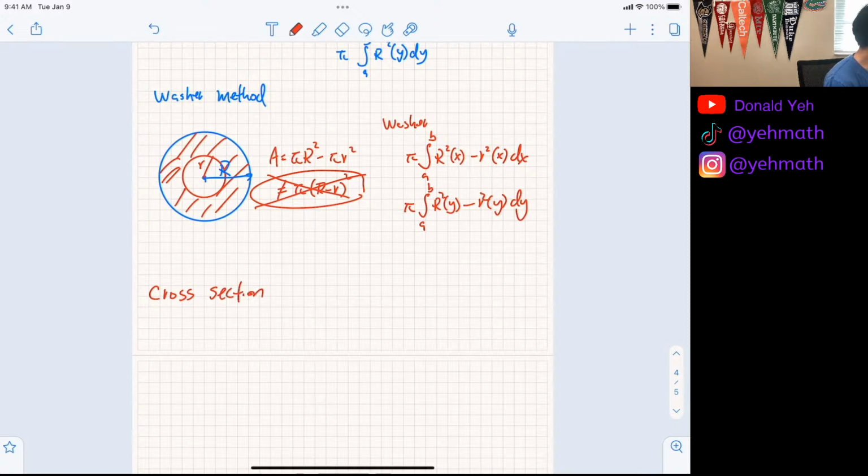All right, cross section. What else? The cross section is what? That's where you cut it.